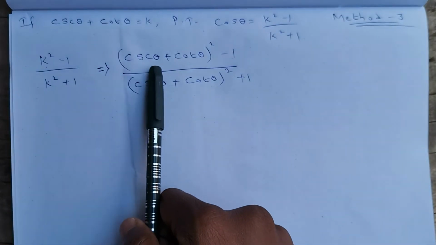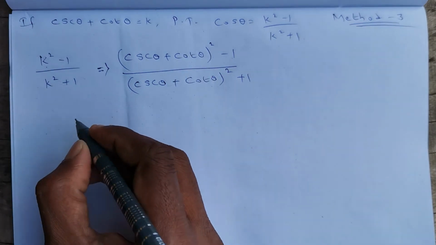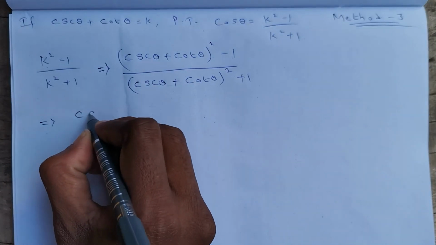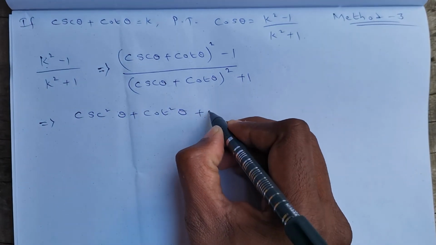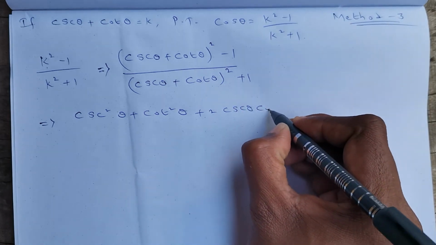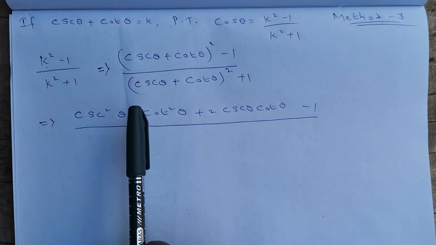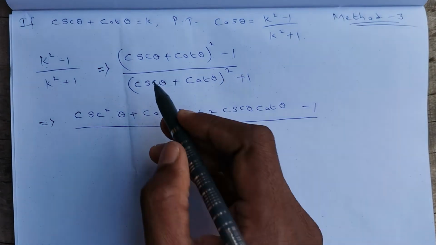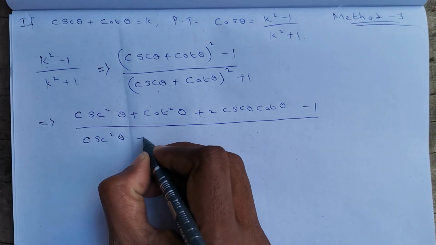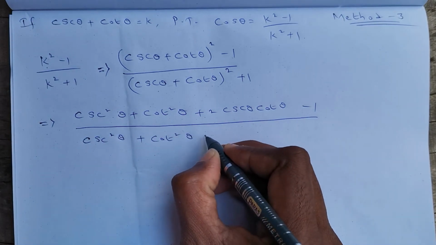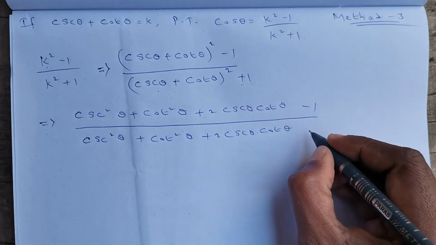Now here cosecant theta plus cot theta is in the form of a plus b whole square. So if we expand it, we will get cosecant square theta plus cot square theta plus 2 cosecant theta cot theta minus 1 as it is, whole divided by, here cosecant theta plus cot theta whole square, again it is also in the form of a plus b whole square. So if we expand it, cosecant square theta plus cot square theta plus 2 cosecant theta cot theta plus 1 as it is.